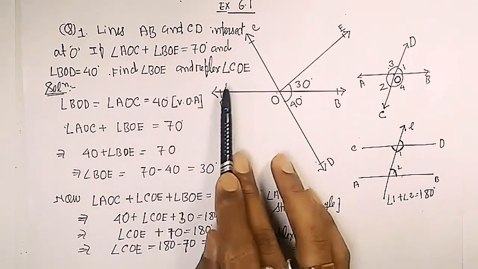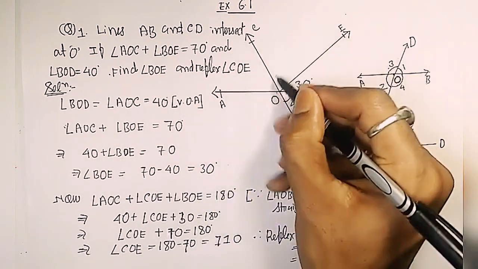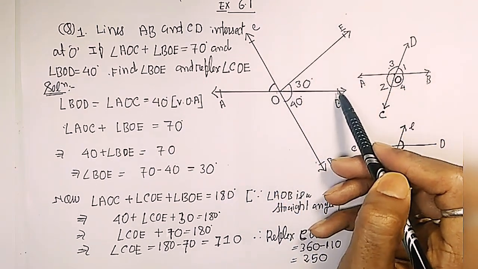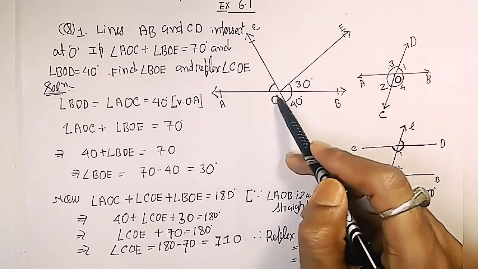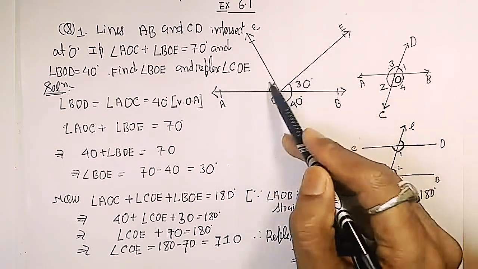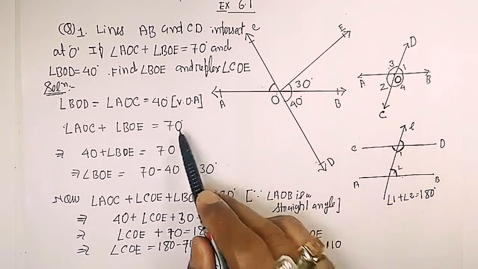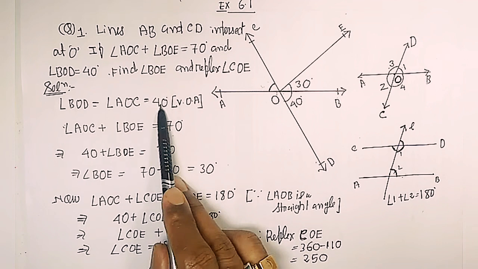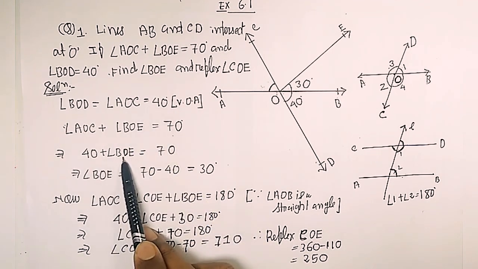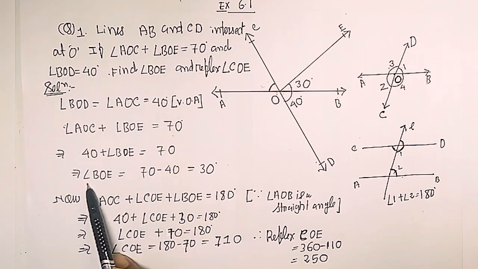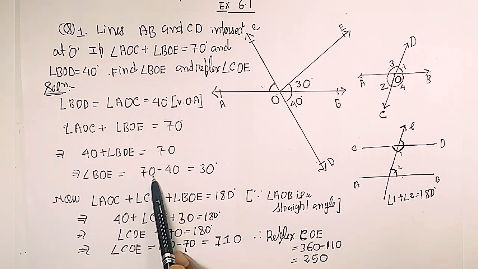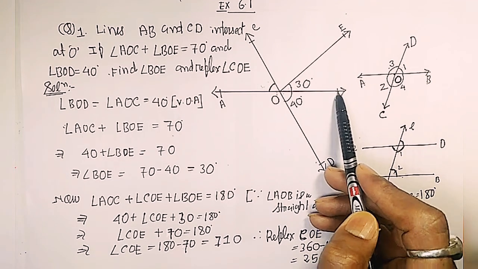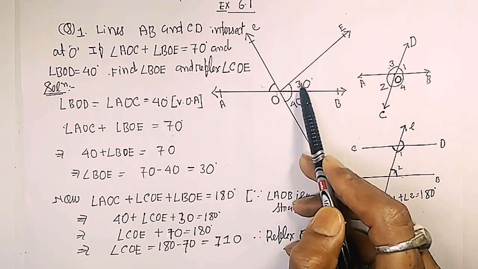Now AOC plus BOE, these two angles sum up to 70 degrees, it is given. So AOC is 40, so 40 plus BOE is 70, implies BOE equals 70 minus 40, 30 degrees. That means what is the value of BOE? BOE is 30 degrees.